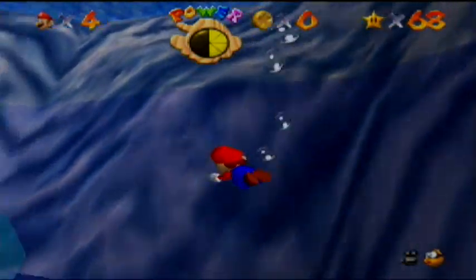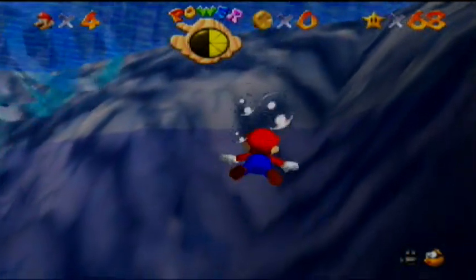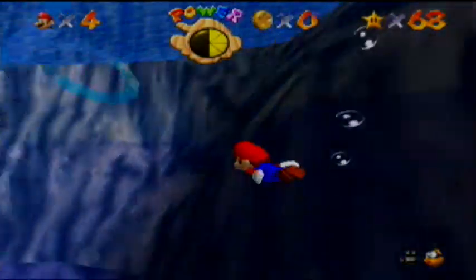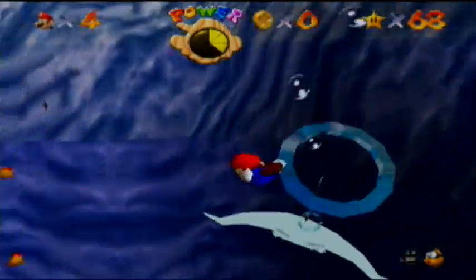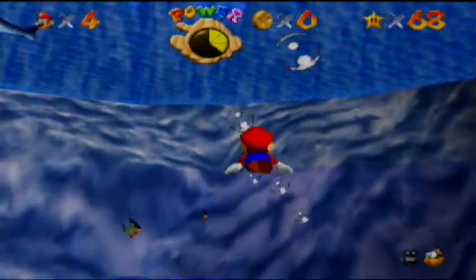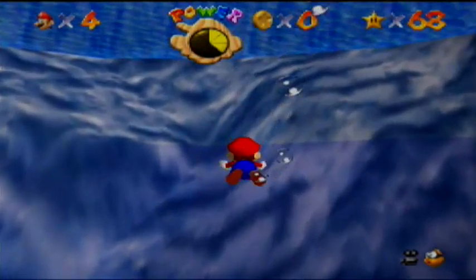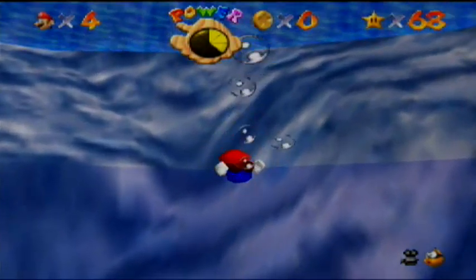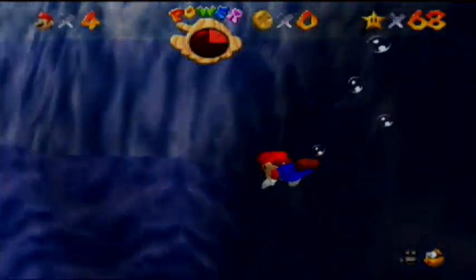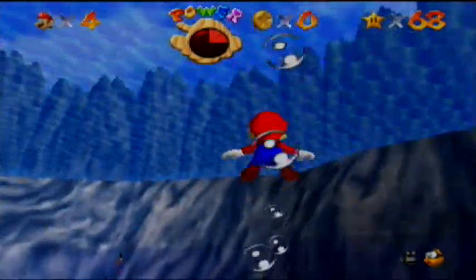Where are those coins at now? I know they're up here somewhere, but they're not gonna show up till I'm right on top of them. Well, I think they might be over here, but I don't know. Dude, I know they're on this wall somewhere. Okay, alright. Oh, sorry, Mario.